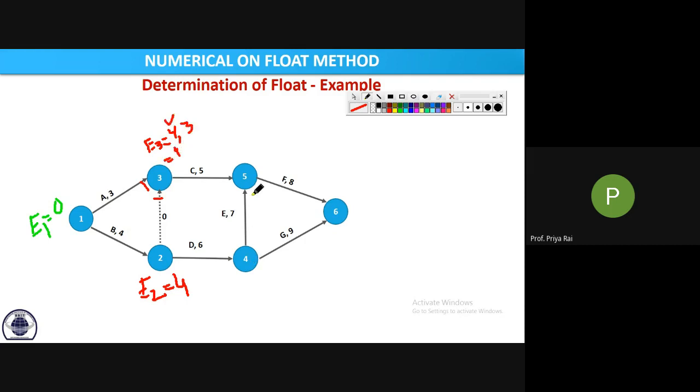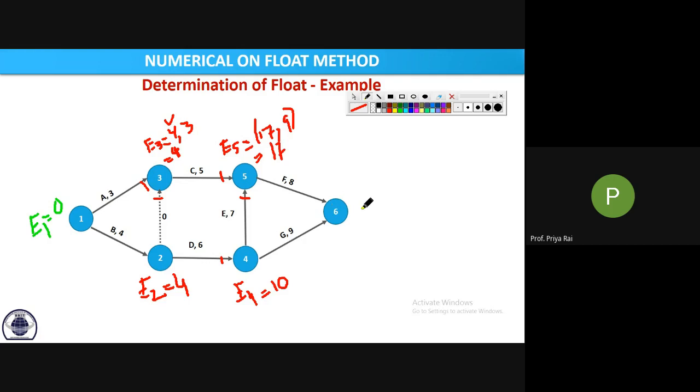Now which one, 4 and 5? Yes, E4. E4 will have only one arrowhead, which is coming from 2. So E2 plus 6, 10. Now E5, how much? 17. It comes from both. From 4, it will be 10 plus 7, 17. Or when it comes from 3, E3 is 4, so 4 plus 5, 9. Maximum is 17. So 17.